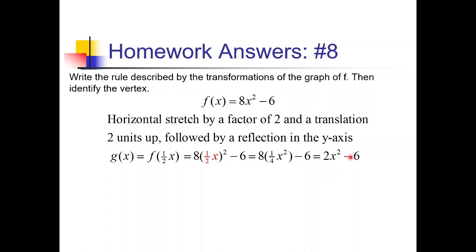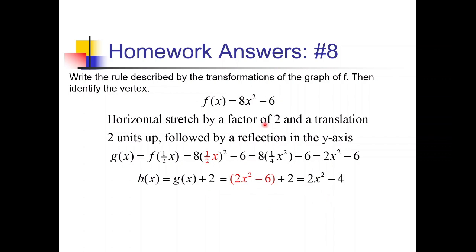All right, next up, let's do that translation of 2 units up. So I'm going to take the g function now and make an h function out of it by doing g of x plus 2. Since it's a vertical change, that has to happen outside the function. And then g of x was just this 2x squared minus 6. So I've got 2x squared minus 6 plus 2. That's just going to be 2x squared minus 4.